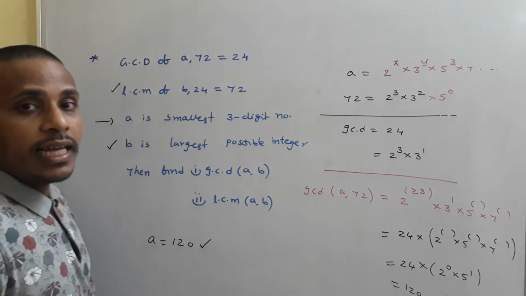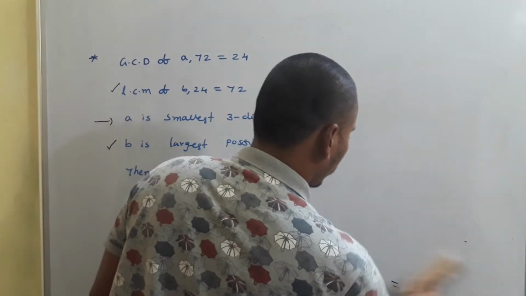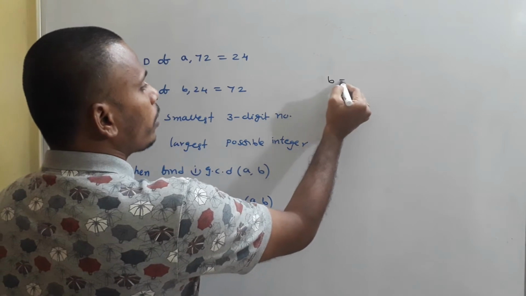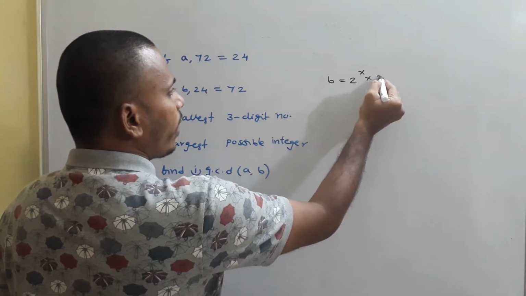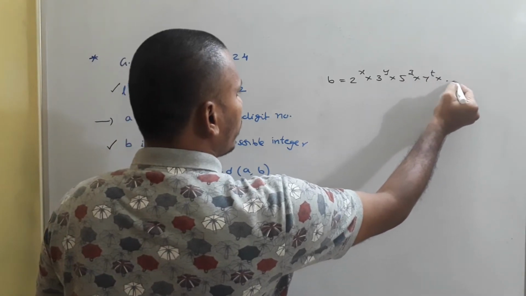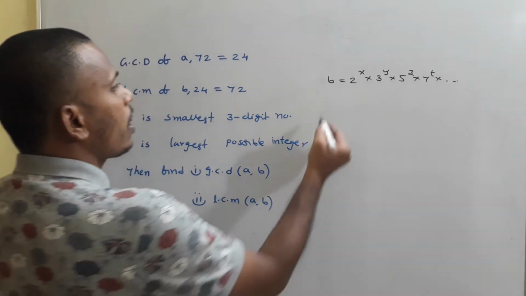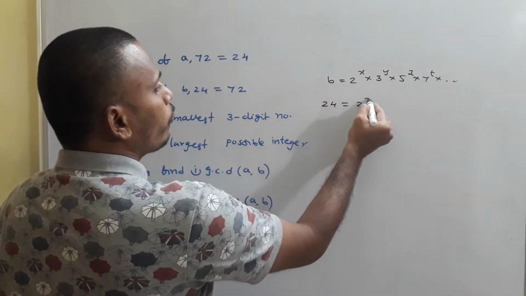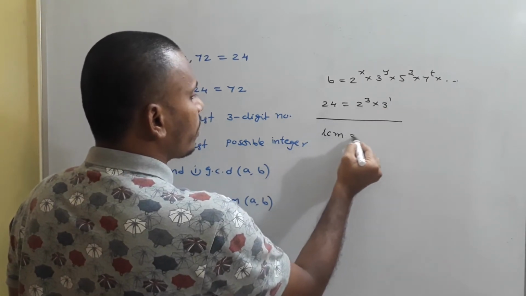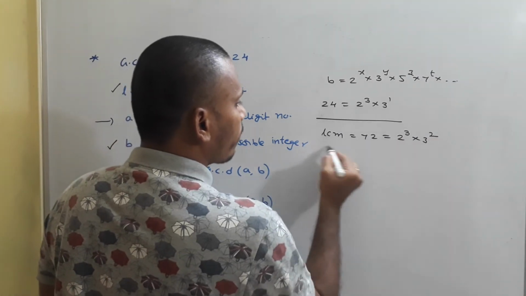Here for b, LCM of b comma 24 is given as 72. I don't know b. That means b may be 2 power x into 3 power y into 5 power z into 7 power t into something. I am just mentioning all the prime numbers with certain powers. And the next number is 24. 24 is 2 cube into 3 power 1. And their LCM is given as 72. That 72 is 2 cube into 3 square.